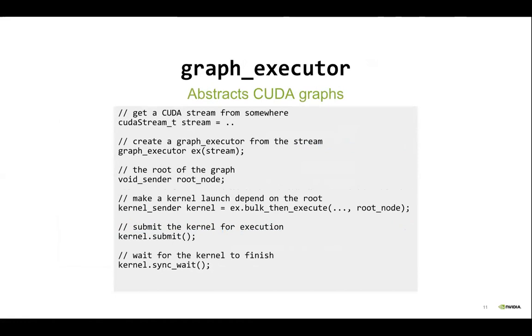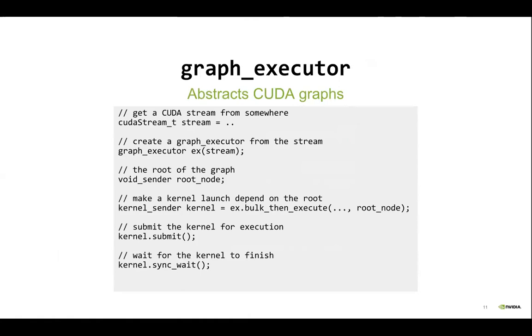So next, we built this graph executor type that's going to target CUDA Graphs, and I've got some example code on the screen here. What's different about this executor is that we're actually going to explicitly tell it about dependencies between tasks that we create, right? So like before, we get a CUDA stream from somewhere because the executor is going to launch all the work it creates on a particular stream. And we can create a graph executor from that stream.